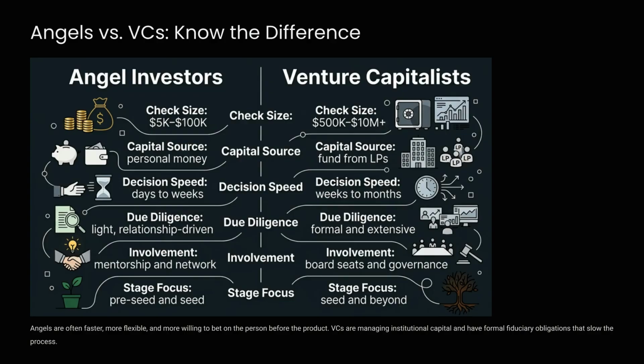Angels and VCs differ significantly. Angels invest personal capital with smaller checks and faster decisions, focusing on pre-seed and seed stages. VCs manage institutional capital, write larger checks, take longer for decisions, and have a more formal diligence process.